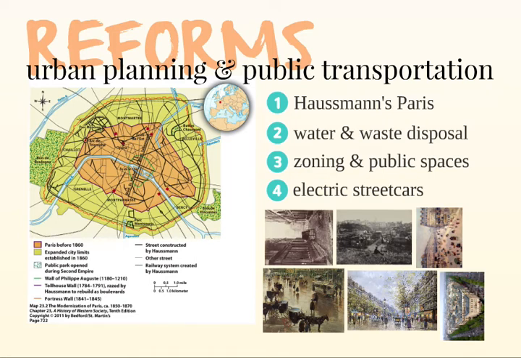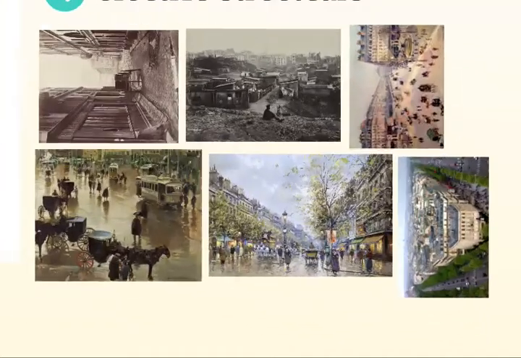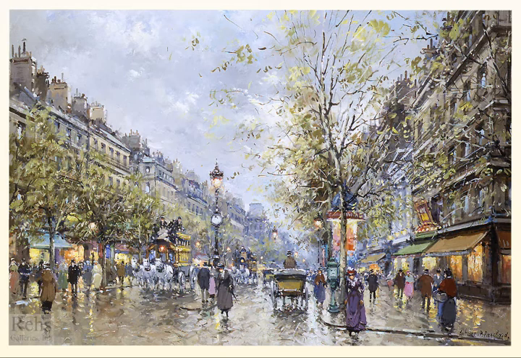So we've talked about zoning and public spaces. We're going to talk more about water and waste disposal in a bit when we get to the second issue, actually. And so probably number 4 is the most important thing that revolutionized cities, which is an American invention, the electric streetcar, and just electricity in general.